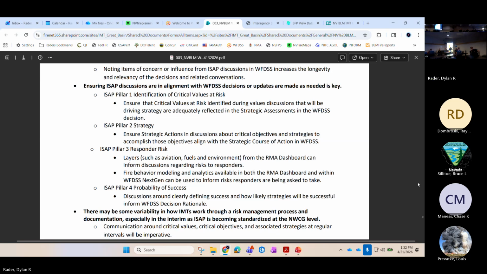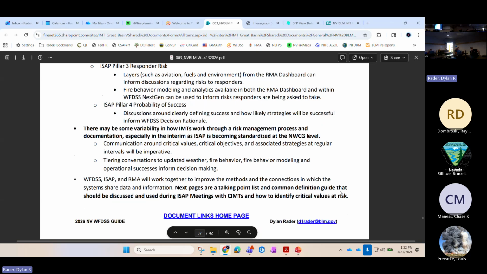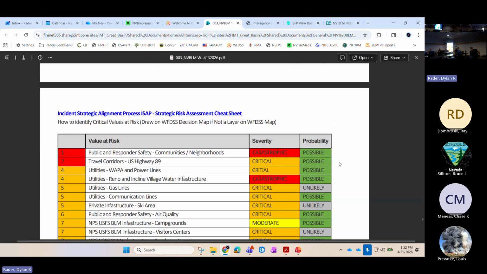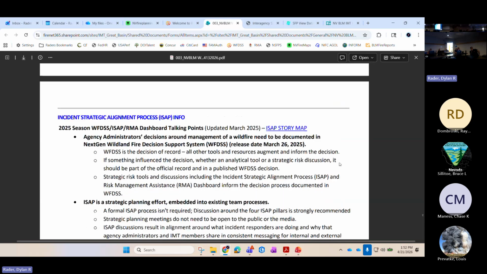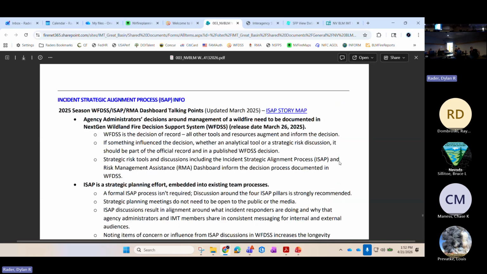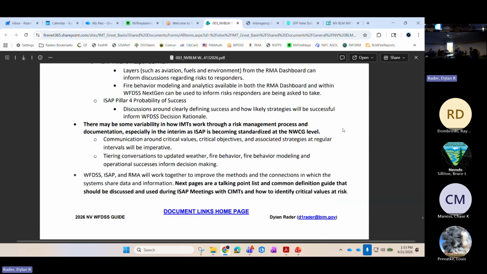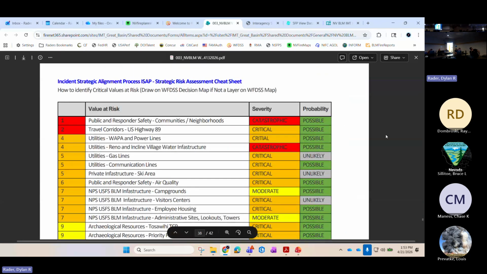Right? So we can do that through WFDSS. We can do that through the RMA dashboard. There are some different things in this guide, and these are things that I've put together as a SOPL, as a plans chief or whatever, that have helped my team through the ISAP process.